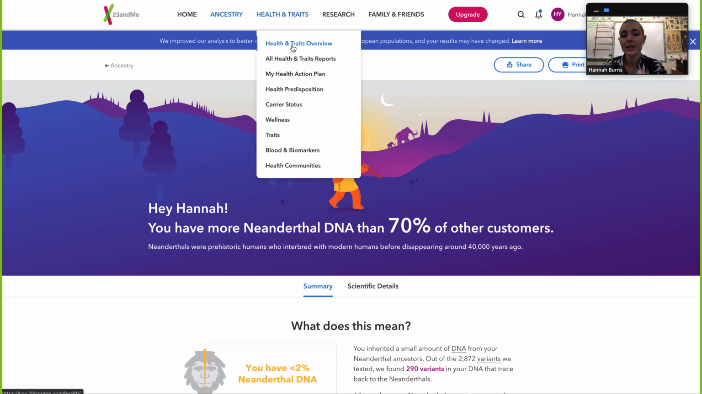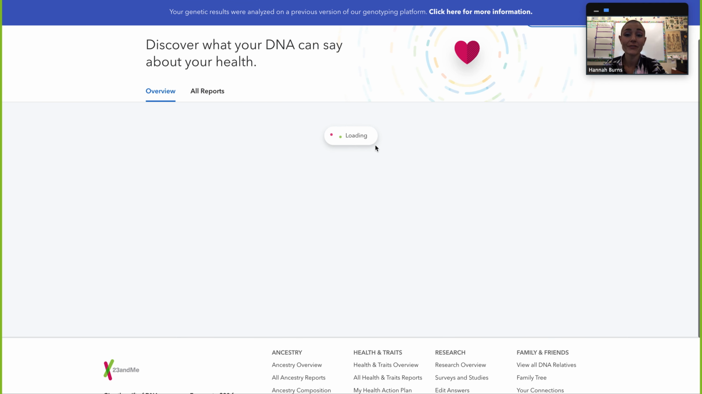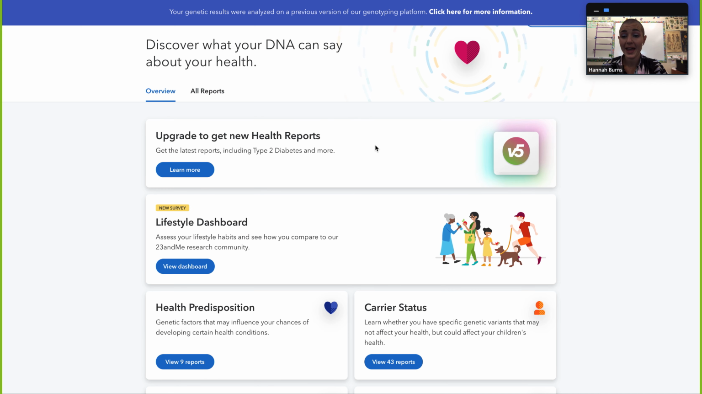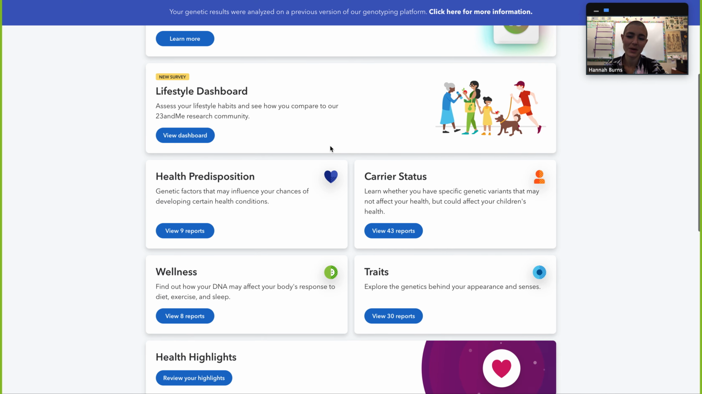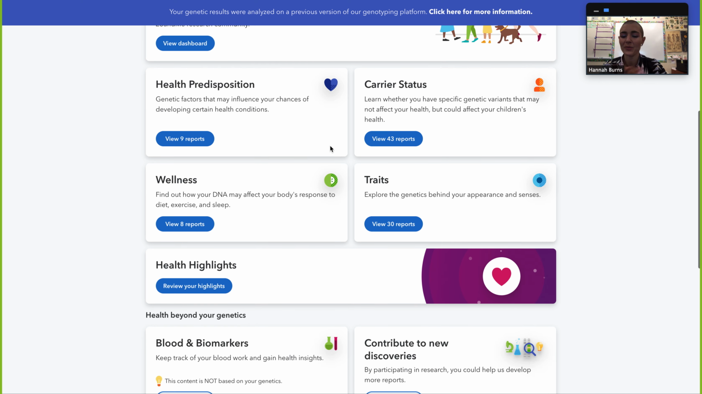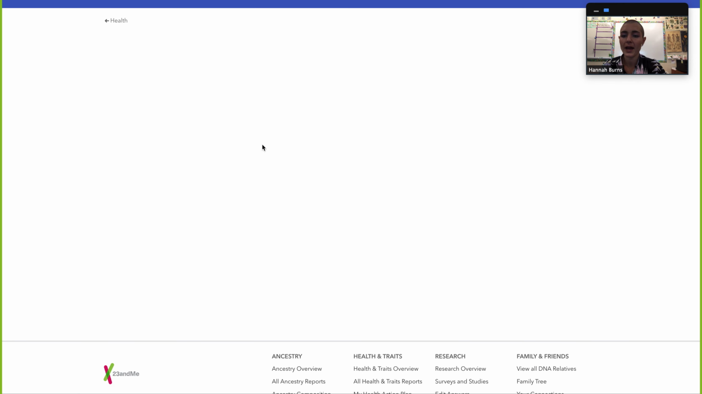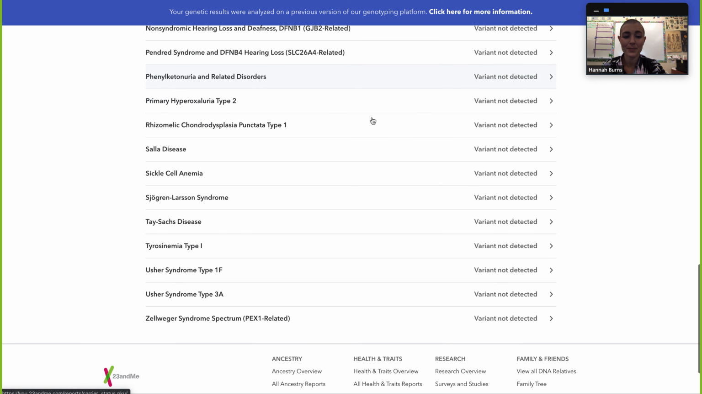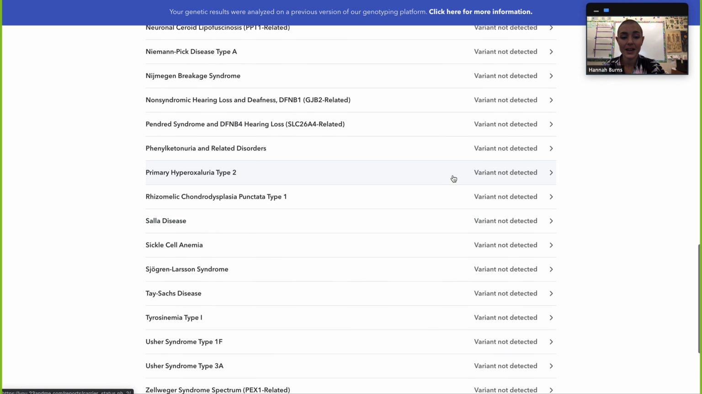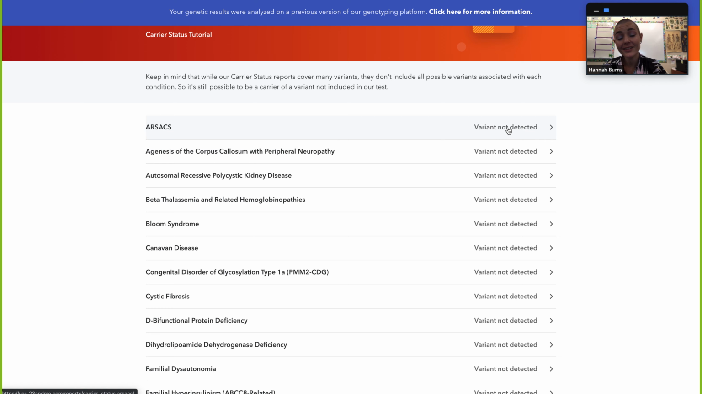So then looking at my health and traits, this will go into some background of different health risks I might have just based off of my DNA. I have to update my tests because, once again, I did mine a really long time ago when this first started. There's a lot more that can be learned, but I would need to take an updated test. But what I can do is look at, for example, my carrier status. These are all different things that I might potentially be a carrier of based off of my DNA. And as you can see here, I'm not a carrier of any of these things. The variant is not detected in my DNA.